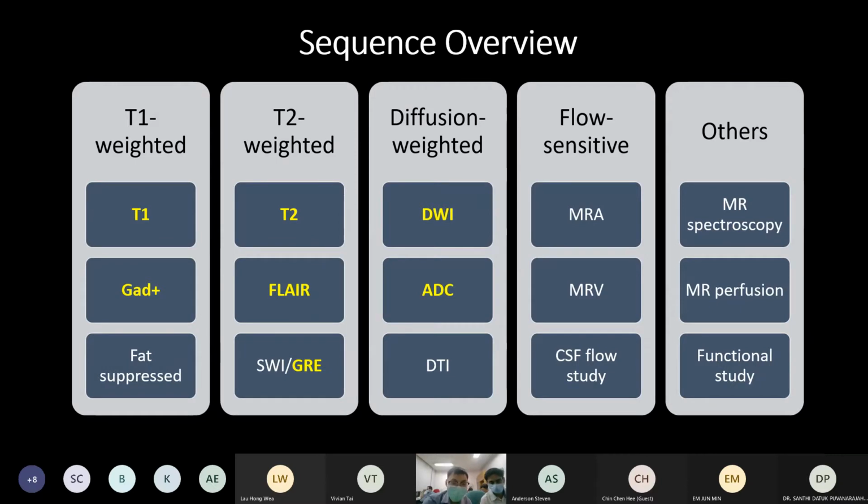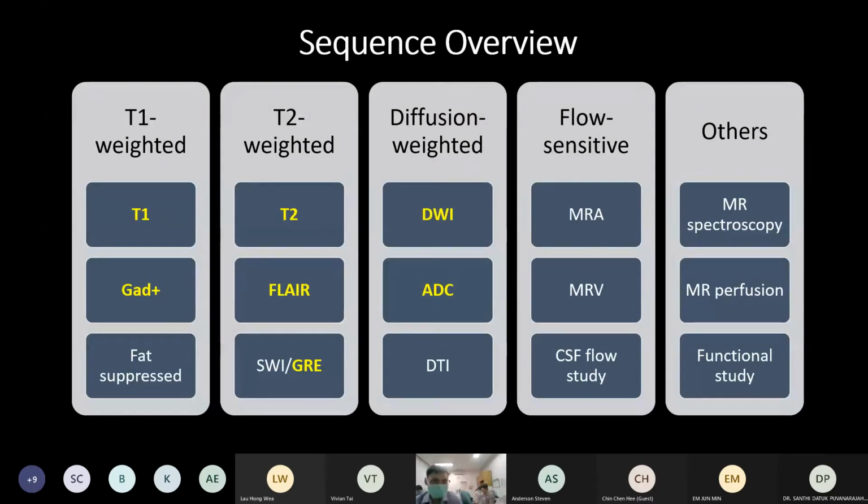The third category is diffusion weighted. Diffusion weighted is a so-called shock protocol. It's the most sensitive to detect acute ischemic stroke. I will talk about this later. But basically, if you want to look at DWI, you cannot just look at DWI, you need to compare it with ADC. These are the things I'm going to talk about. The rest are not so important as a basic, like flow sensitive, which can be MRA, MRV, CSF flow study. Other things like MRS, MRP, functional are slightly popular but least useful.